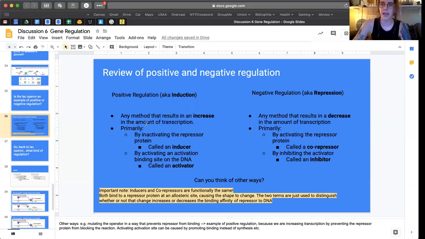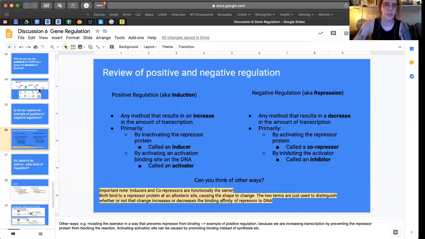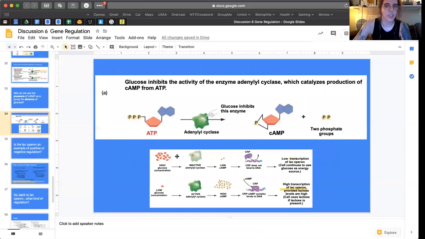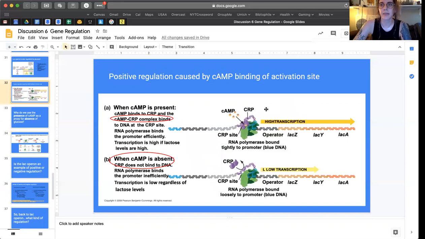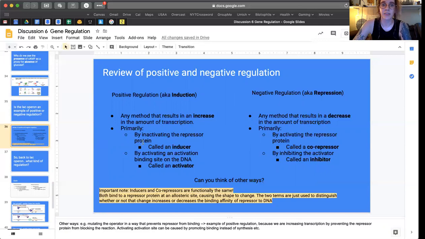The two primary ways that this can happen are, first, by inactivating the repressor protein, and this would be called an inducer. If we're inactivating something that represses a reaction, that's the same thing as saying you're inducing that reaction. That's why this is called an inducer. Another way that we can increase transcription is by activating that activation site. So if we were to activate CAMP production, then we're going to promote the binding, as we talked about already. Those are going to be examples of positive regulation.